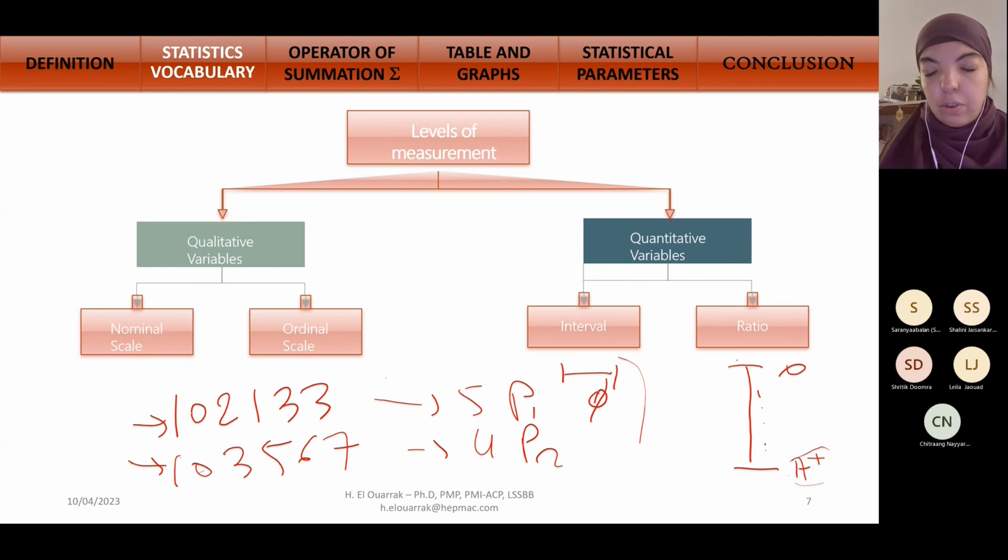Any questions on these two differentiations between interval and ratio for quantitative variables? Okay. Yes, Shalini. I've always had this question: why is it important to have two scales, one having a definite zero and one without that? What difference does that make?